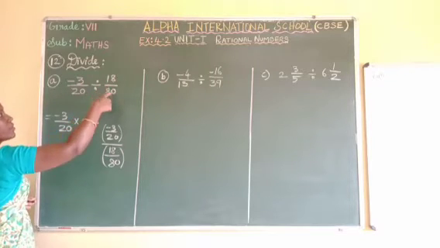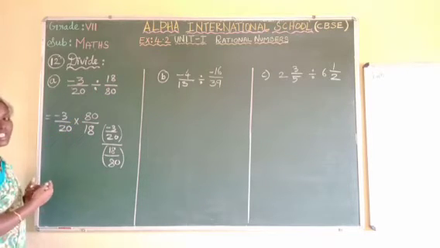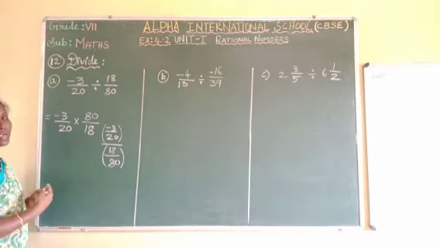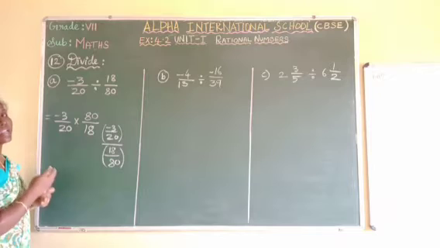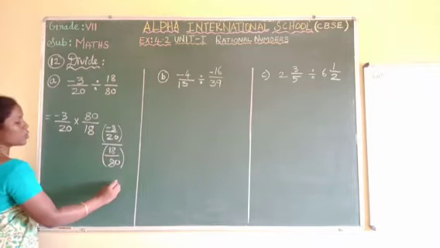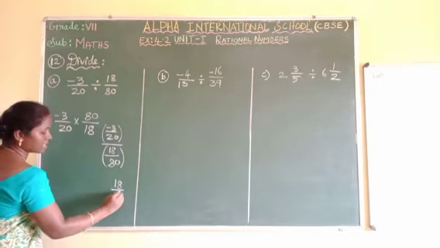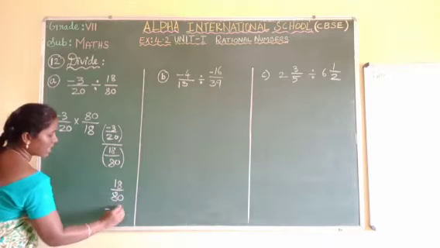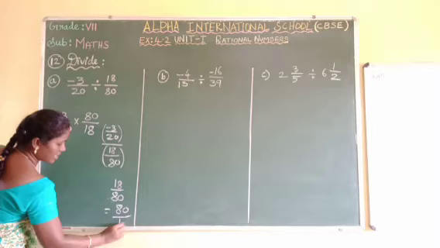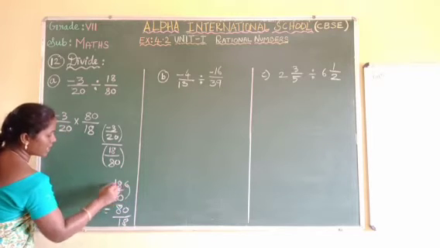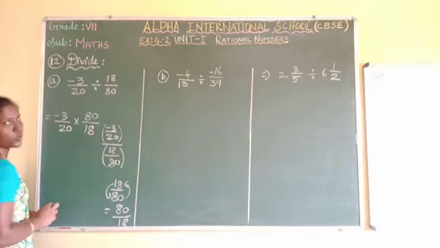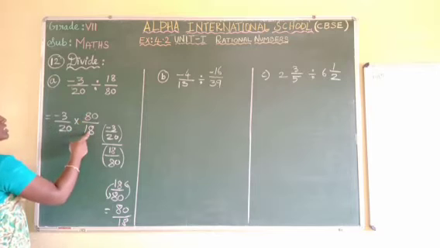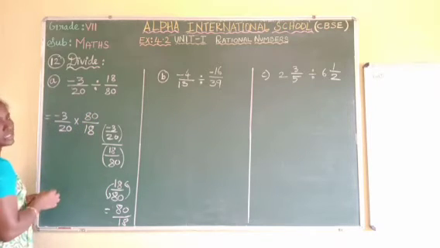What is the reciprocal of 18 by 18? Interchanging the numerator and denominator. Numerator as denominator and denominator as numerator is the reciprocal. So what is the reciprocal of 18 by 18? Just interchange the numerator and denominator to give you the reciprocal. Okay. So we change the reciprocal as 80 by 18.